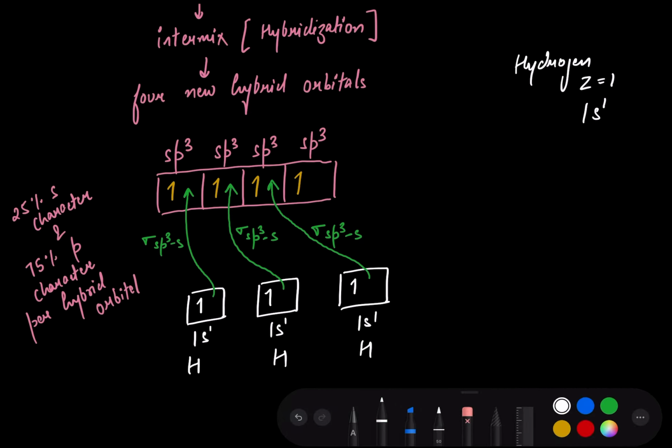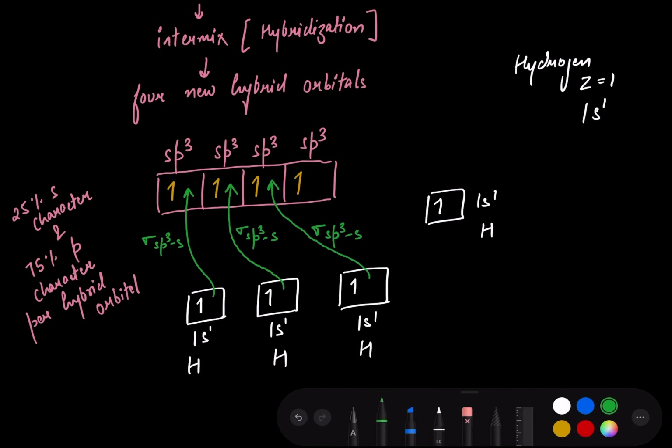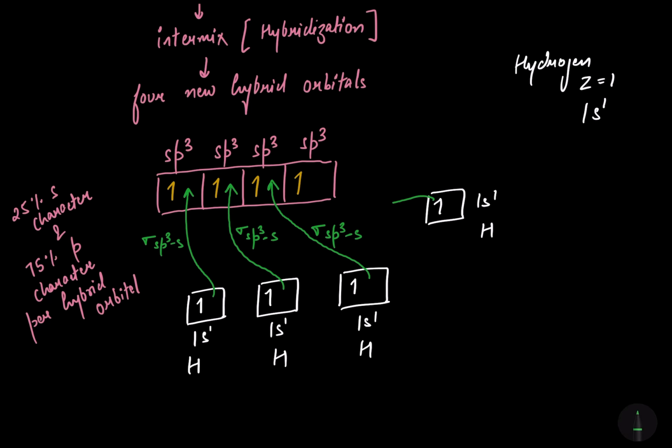Now let's talk about the fourth hydrogen. It's again 1s1, and that's our fourth hydrogen, and it's having one electron. Now this again 1s will have a head-on overlap with the sp3 hybrid orbital of carbon to form the sigma bond. So it's again sigma sp3s. Why? Because it's a head-on overlap of sp3 hybrid orbital of carbon with the s orbital of the hydrogen. So that's all about the hybridization of carbon in case of CH4.